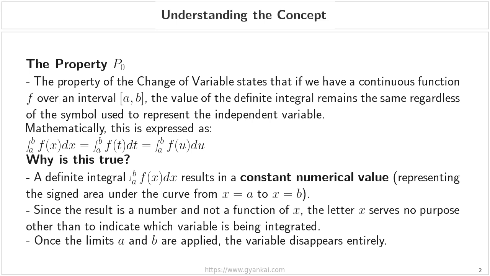Think of it like this. If you're calculating the area of a rectangle, you use length times width. It doesn't matter if you call the length L, or W, or Z. The area will be the same as long as you use the correct numerical values for the dimensions. The variable name is just a label. We'll solidify this concept with an example on the next slide, but this slide lays the groundwork for understanding why we can freely change the variable of integration in a definite integral without changing the result. Remember, we're building towards avoiding common mistakes, which we'll cover later, so it's important to grasp this fundamental idea now.